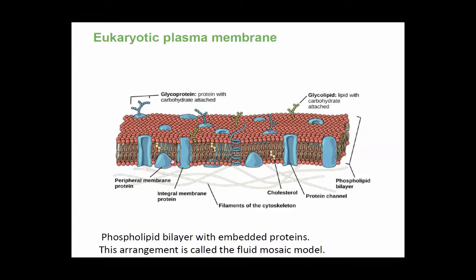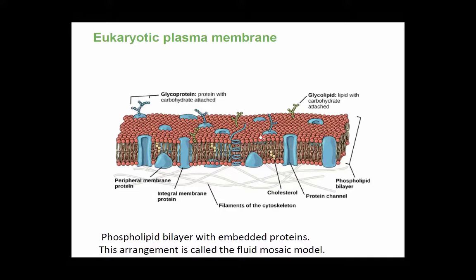Sometimes we have proteins that are present only on one side, one half of the bilayer, not on the other half. It just does not span all the way through. Now, these are peripheral proteins. So we have integral proteins, we have peripheral proteins, we have channels, and we have enzymes.